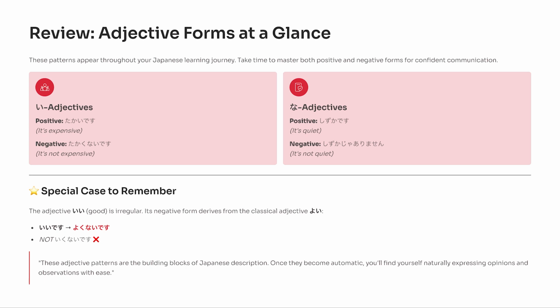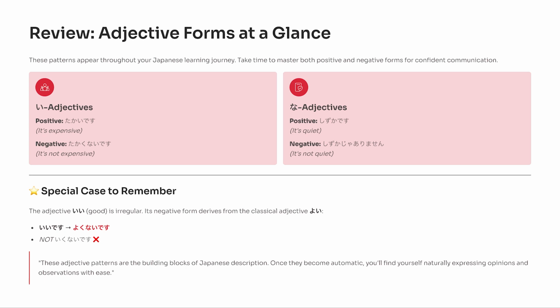Next, let's review na-adjectives. For example, 静かです means it's quiet. To make it negative, add じゃありません. So, 静かじゃありません means it's not quiet. As you can see, each adjective group has its own pattern. That's why it's important to know whether an adjective belongs to the i-adjective group or the na-adjective group.